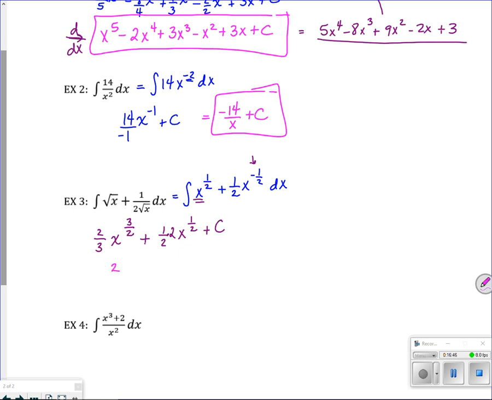So my final cleaned up answer would be 2/3 x to the 3/2 plus, those 2's cancel, x to the 1/2, they might write as x to the 1/2, or of course the square root of x, plus c, and there you have it. All right, a few more.